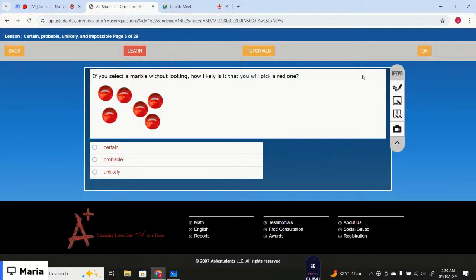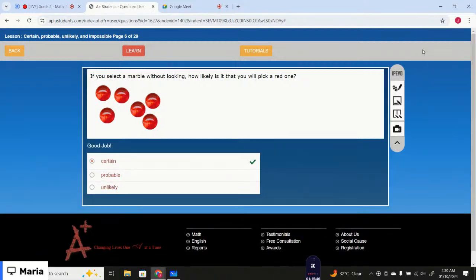Certainly you will pick a red because all the marbles are red. So whenever you pick, it will be a red. Got it?